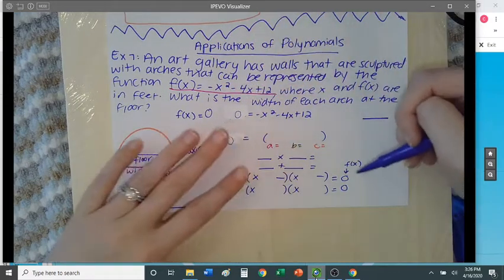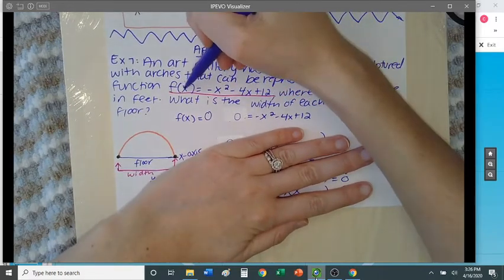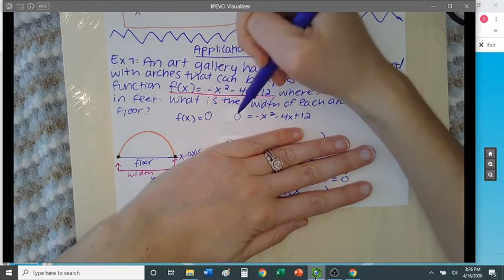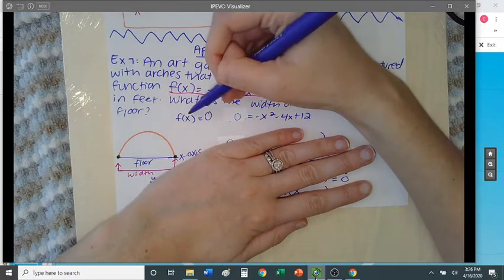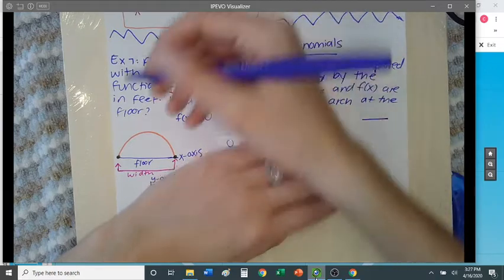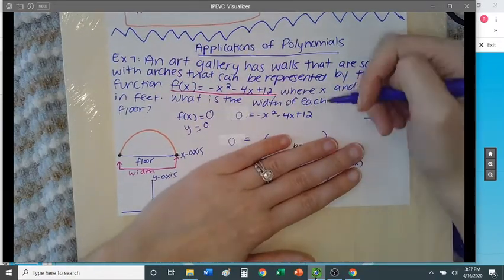Okay, this is just stuff for the problem, so if you want to ignore that for now, you can. So I went ahead and made f of x 0 because I want to find x-intercepts, and y is always 0 on the x-axis, which remember, y and f of x are the same thing. So you could also say y is 0.